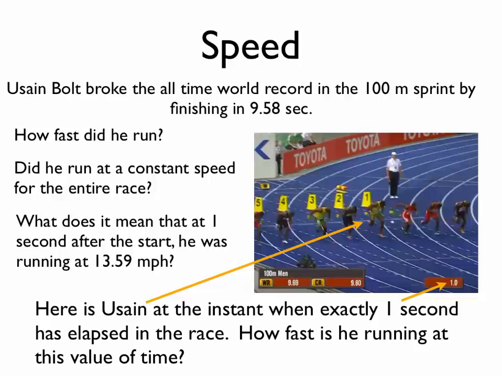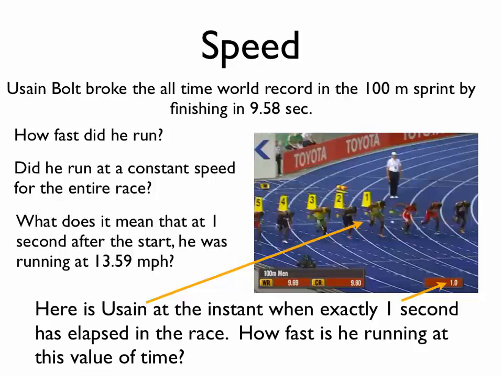He doesn't look like he's moving to me. This is not true. This is important. Now we're talking about getting to the real meaning of what does it mean that he's running at 13.59 miles per hour. Here is t equals 1. And he's just not moving. He's there on the screen. He ain't moving. So at this value of time, how fast is he? 0. Really, at this value of time.